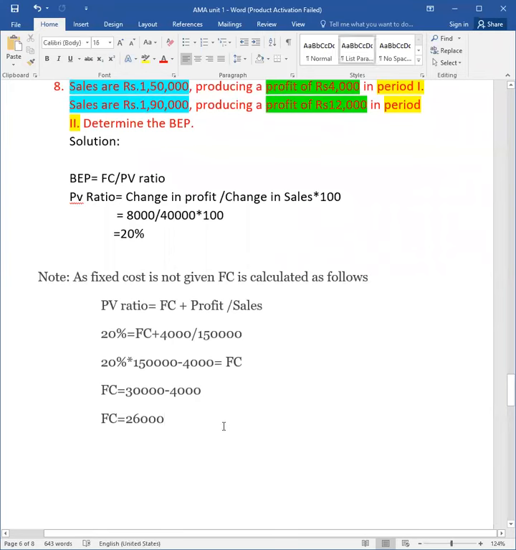So you can calculate your BEP now. When sales of 2 years and profit of 2 years are given, we won't be able to calculate BEP in units. We will be calculating BEP only in rupees, and we have only one formula, that is fixed cost divided by PV ratio. So fixed cost is 26,000 divided by PV ratio of 20%. You get back your BEP. So how much is your BEP in rupees? 1,30,000. BEP is 1,30,000.